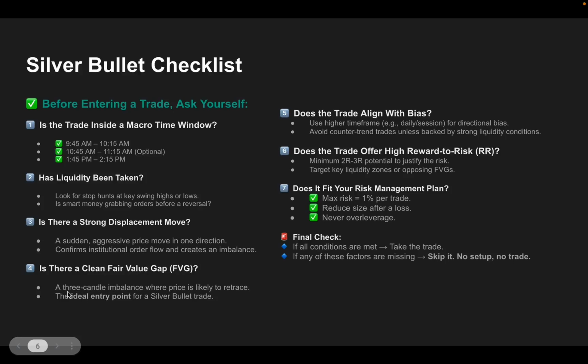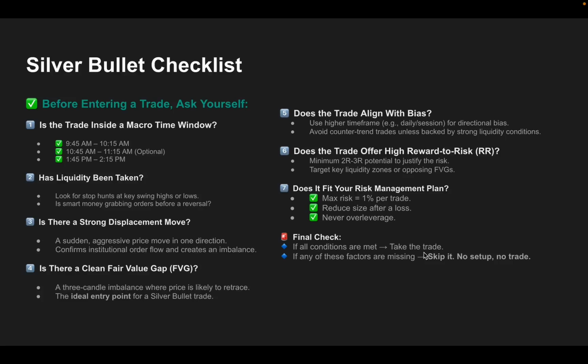And a fair value gap is a three-candle imbalance where price is likely to retrace, because price is always retracing into fair value gaps or targeting liquidity. The ideal entry point is the fair value gap, because that is where smart money is likely to re-enter the trades. And number 5, does the trade align with a bias?